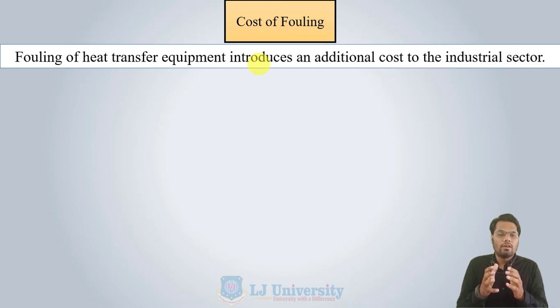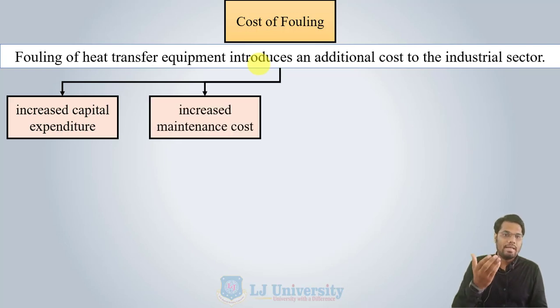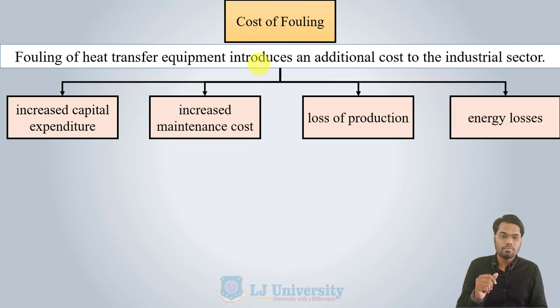Now, what is the effect of fouling on the cost? So, fouling of the heat transfer equipment introduces additional cost to the industrial sector. The first one is it increases the capital expenditure. Second, it increases the maintenance cost. Third, there is loss of production due to the maintenance. And at last, it results in energy losses.